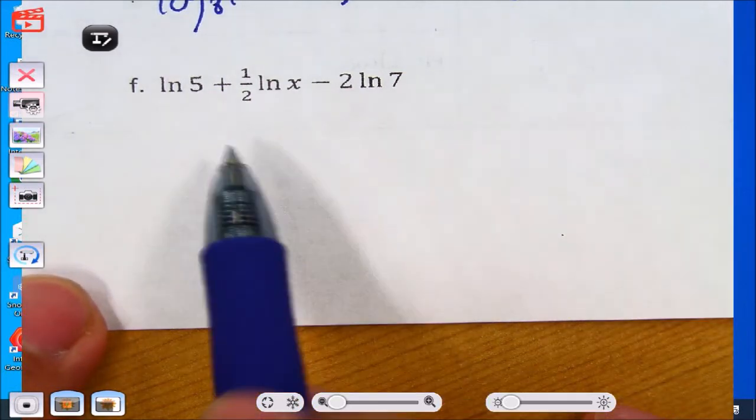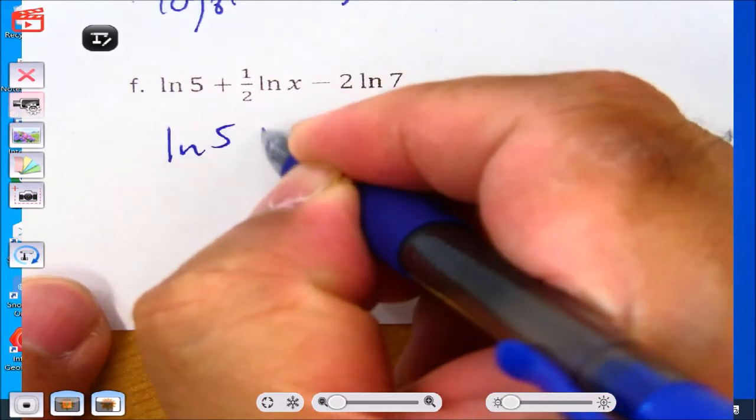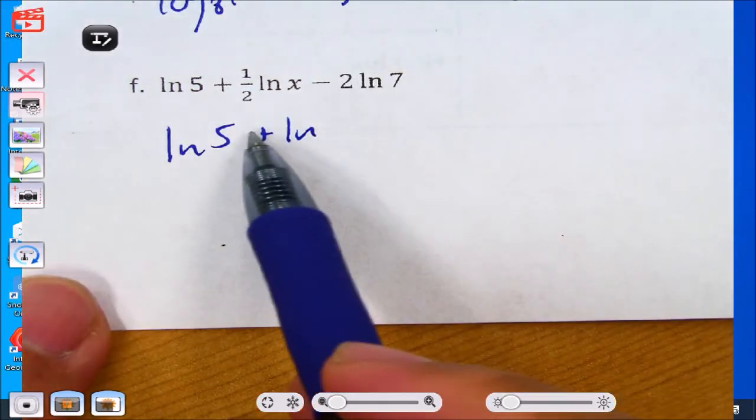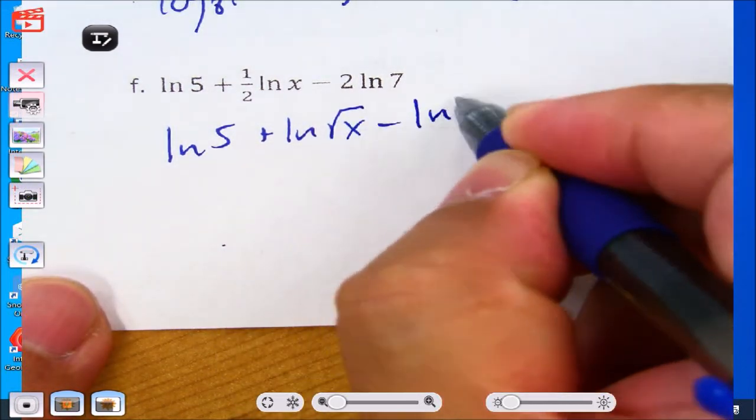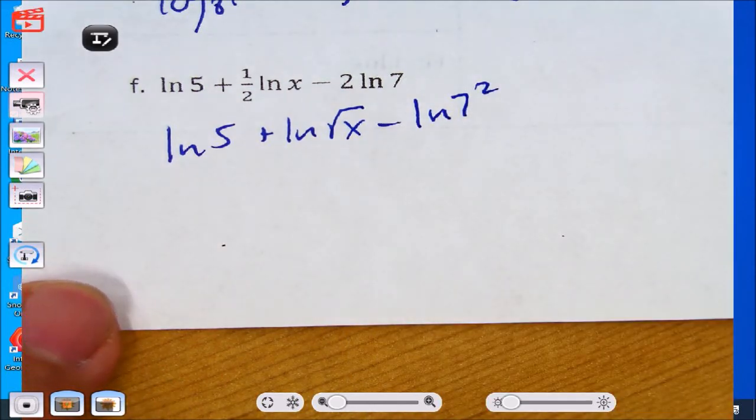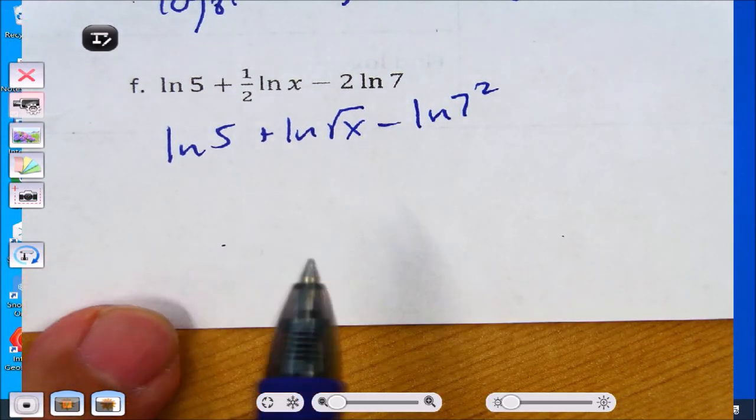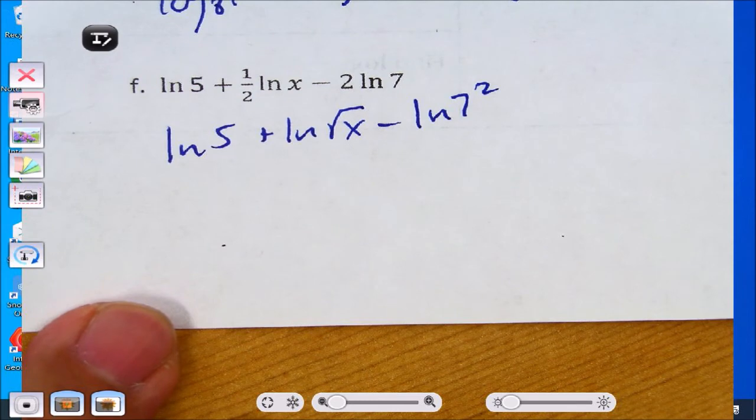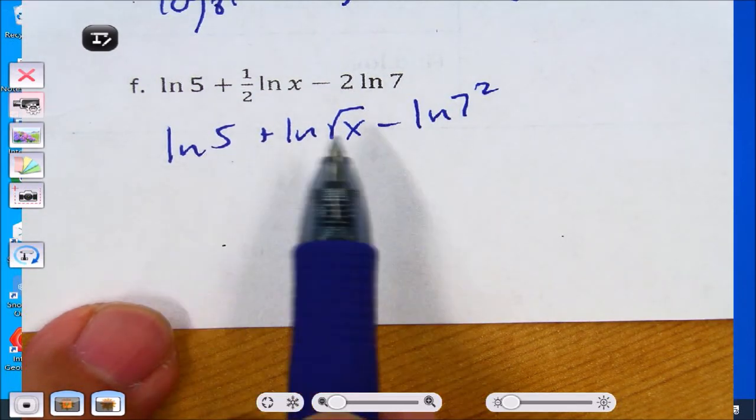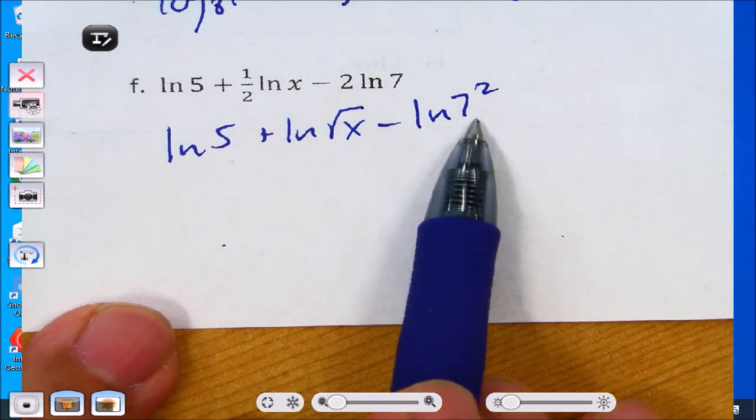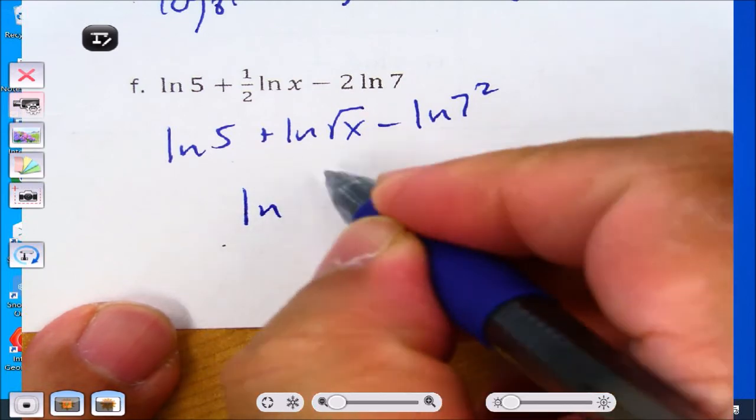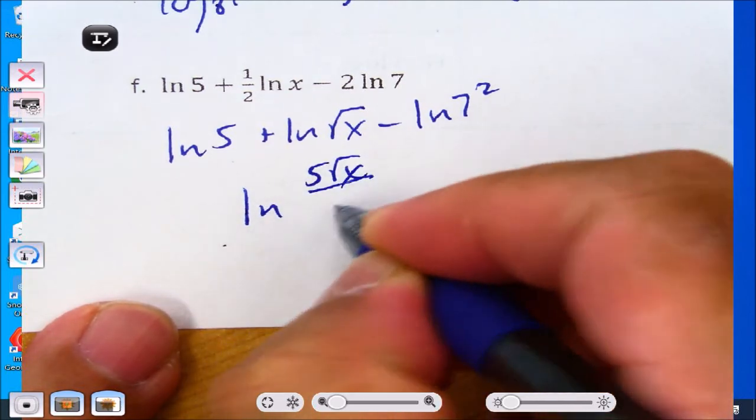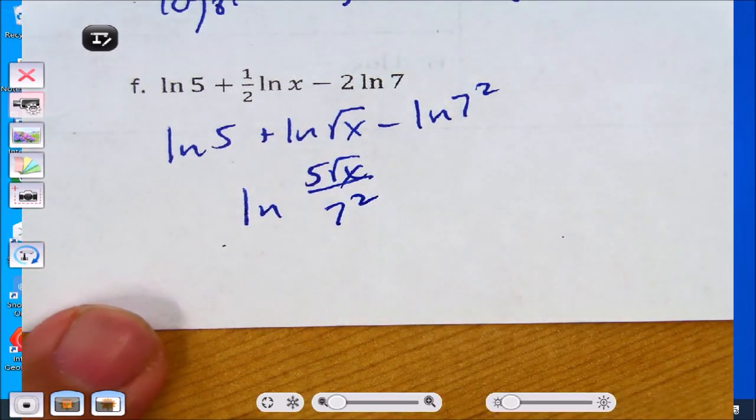Here we go. Natural log of 5. Natural log. So what does 1/2 become? Square root. So it's square root of x minus natural log of 7 squared. Same thing as Tyrese's question: which ones go on top, which one goes on the bottom? The positives. The 5 and the square root of x go on top. And the 7 squared is going to go on the bottom because of that minus sign. There you go. And that's the answer.